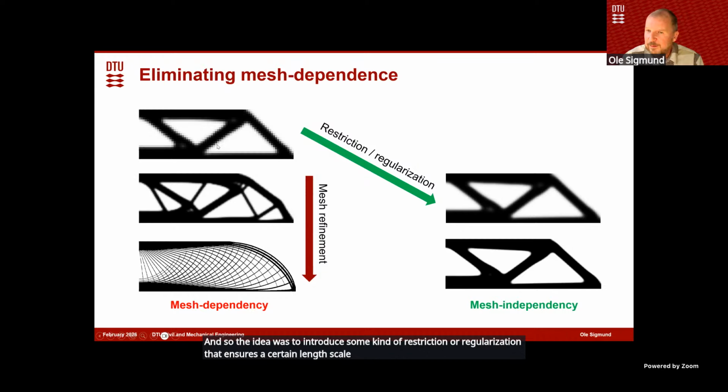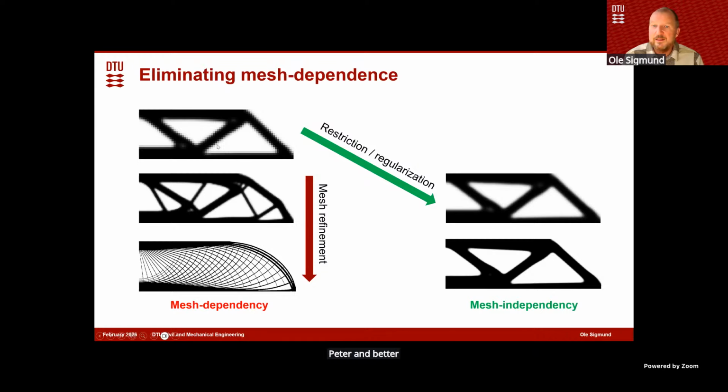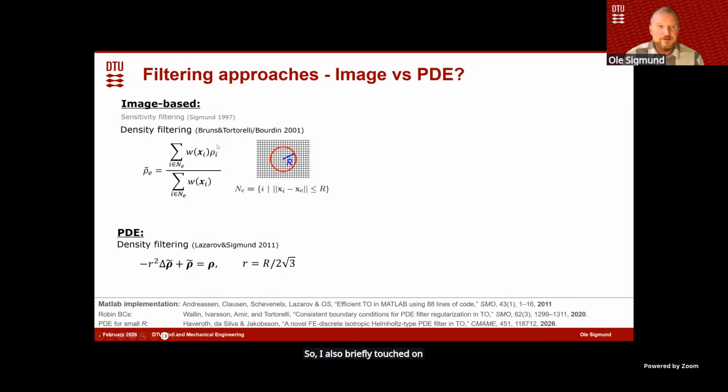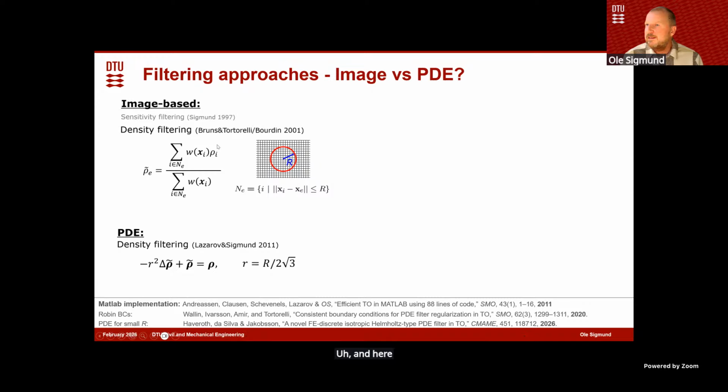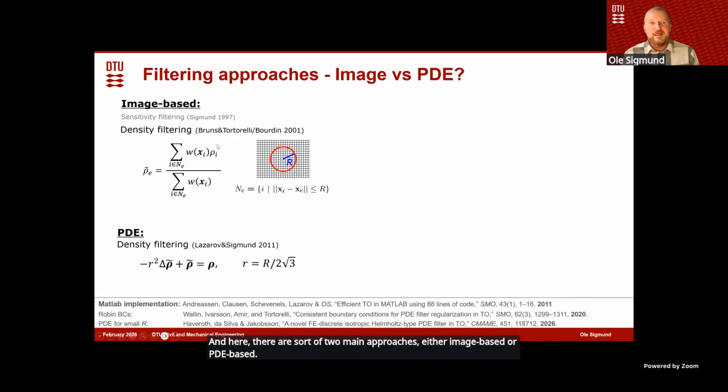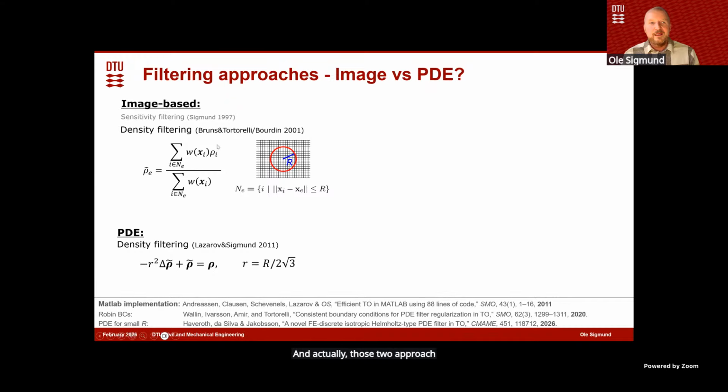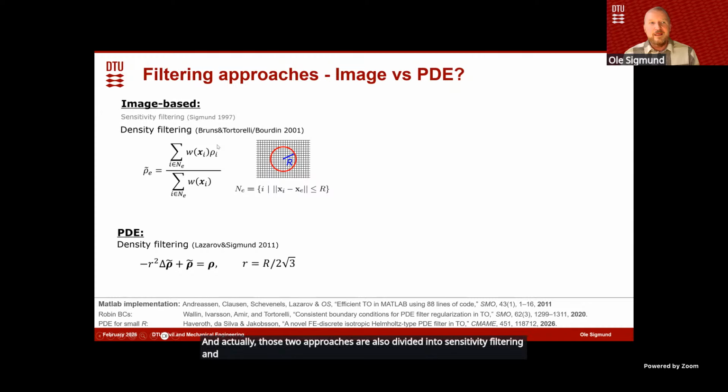And in that way, when we refine the mesh, we get a better and better description of the boundaries, not more and more details. So I also briefly touched on the main methods, which we call filtering approaches in topology optimization. And here there are two main approaches, either image-based or PDE-based. And those two approaches are also divided into sensitivity filtering and density filtering methods.